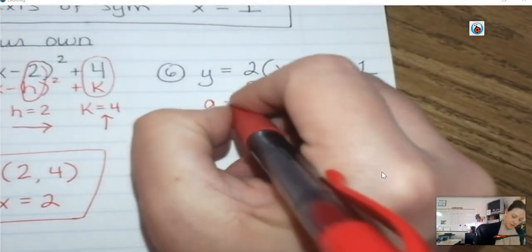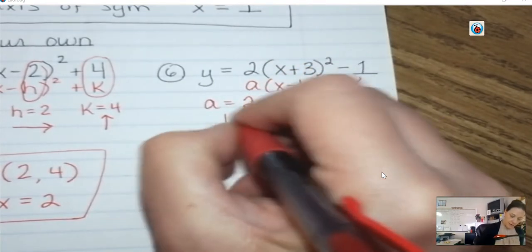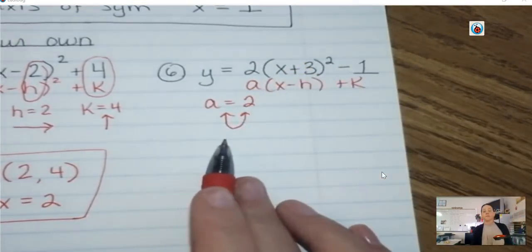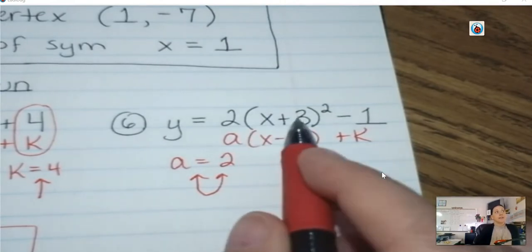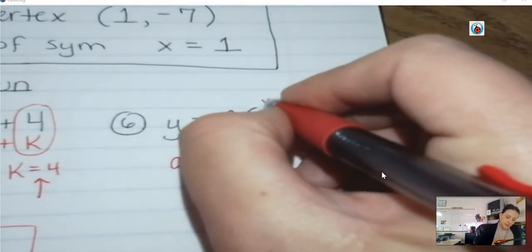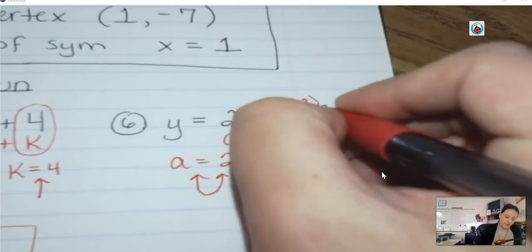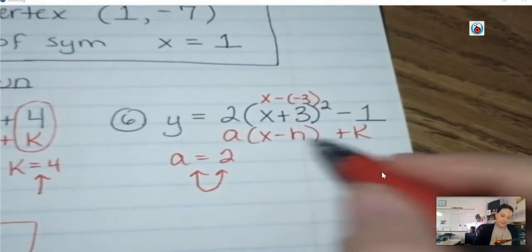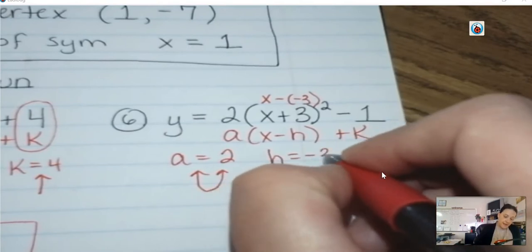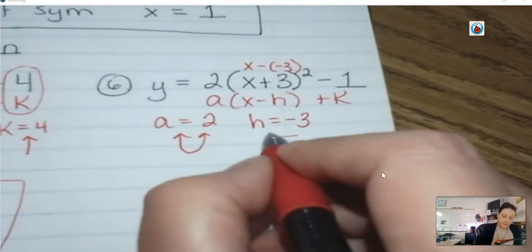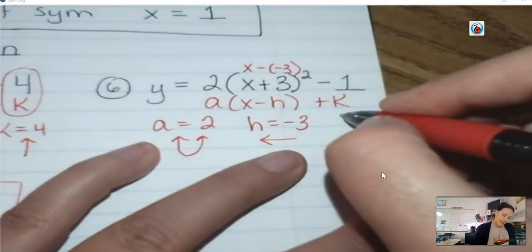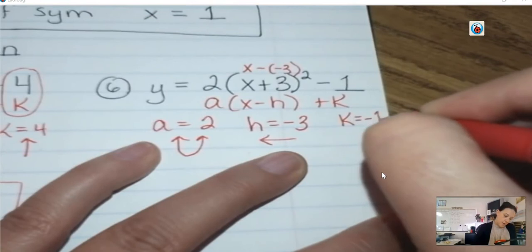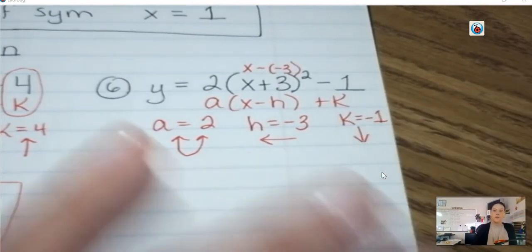The a value is 2. That means the graph will be going up because it's positive. Okay, now this one's the tricky one. h is whatever comes after the minus sign. So there's no minus sign, so you have to make it into a minus sign. So this needs to say x minus -3. So that means h is -3. So it's going to go left 3 units. And the k value is -1. So that's going to go down 1 unit.